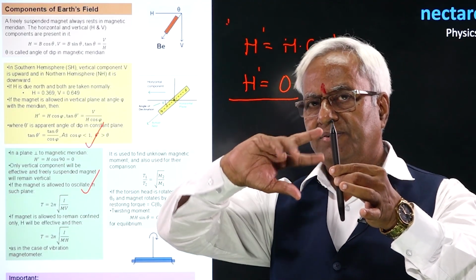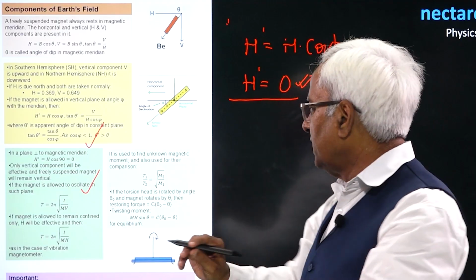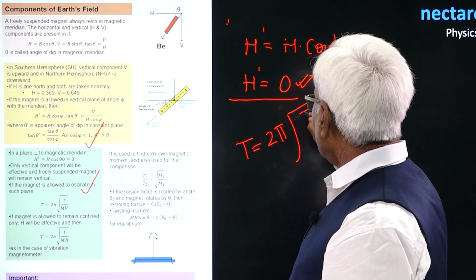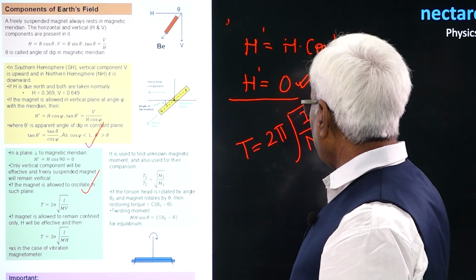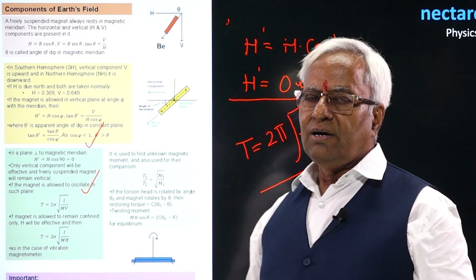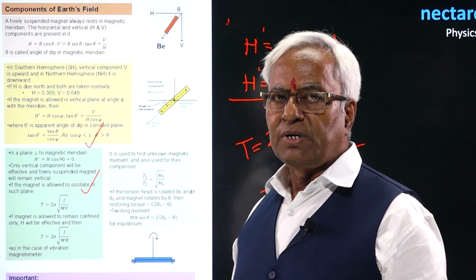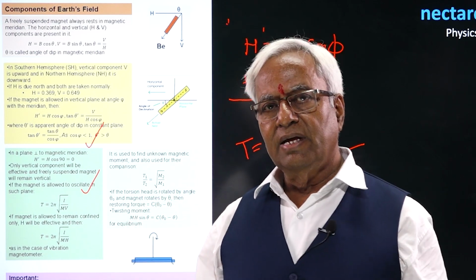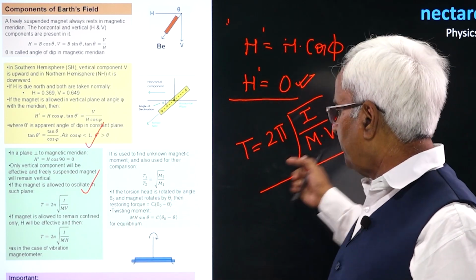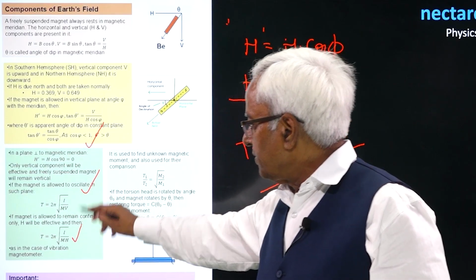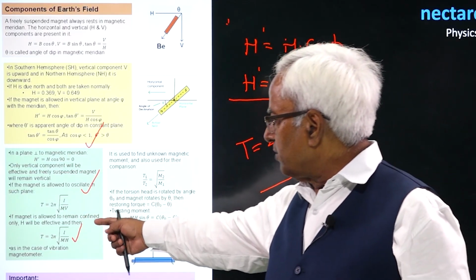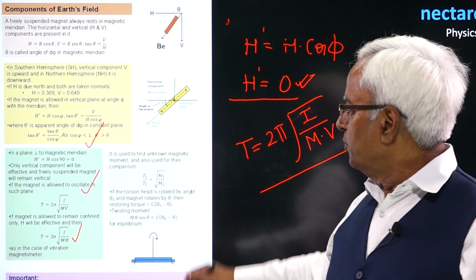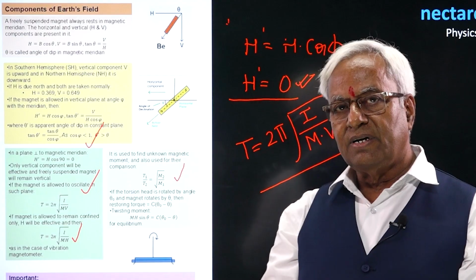In that case, if this is allowed to oscillate, the time period is going to be 2 pi root I upon mV. And already you know, in the vibration magnetometer the magnet is allowed to be horizontal only, and in place of this vertical component we use the horizontal component only. In the vibration magnetometer, based on this principle, we can compare the magnetic moments of two magnets separately.